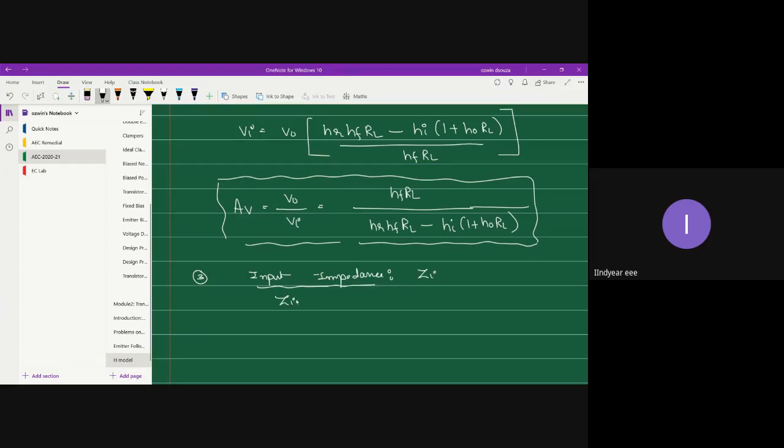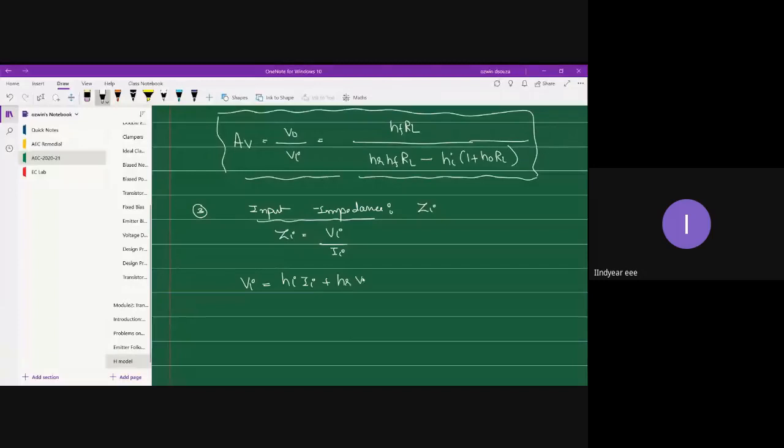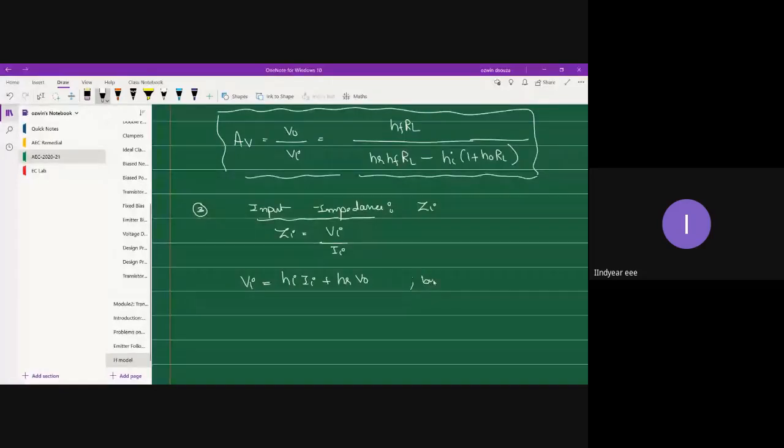Zi. By definition, Zi is equal to Vi by Ii. So our aim is to take a ratio of Vi and Ii. For that, first let us write Vi. We have the readily available equation Hi Ii plus HR V naught. And we have V naught is equal to minus I naught into RL, so directly you can substitute. So you will have Vi is equal to Hi Ii minus HR I naught into RL.